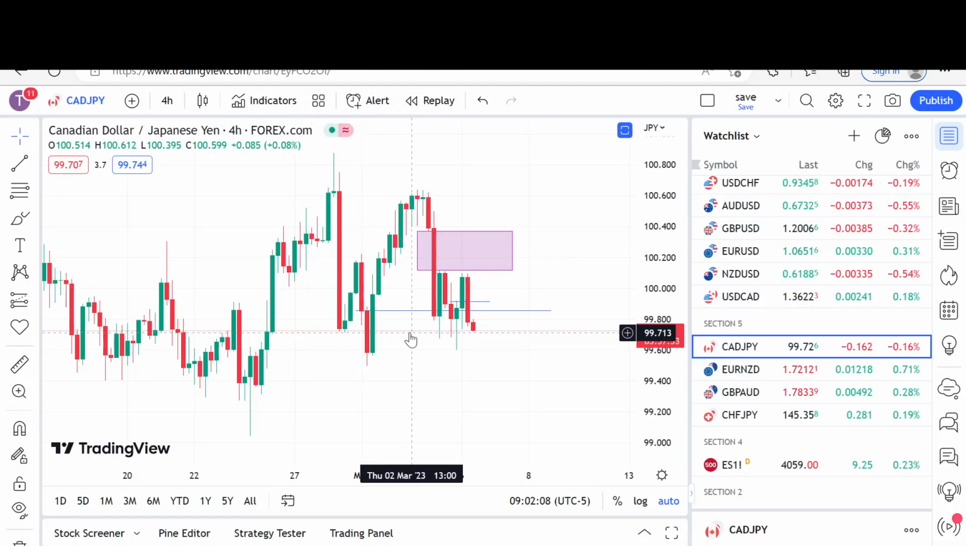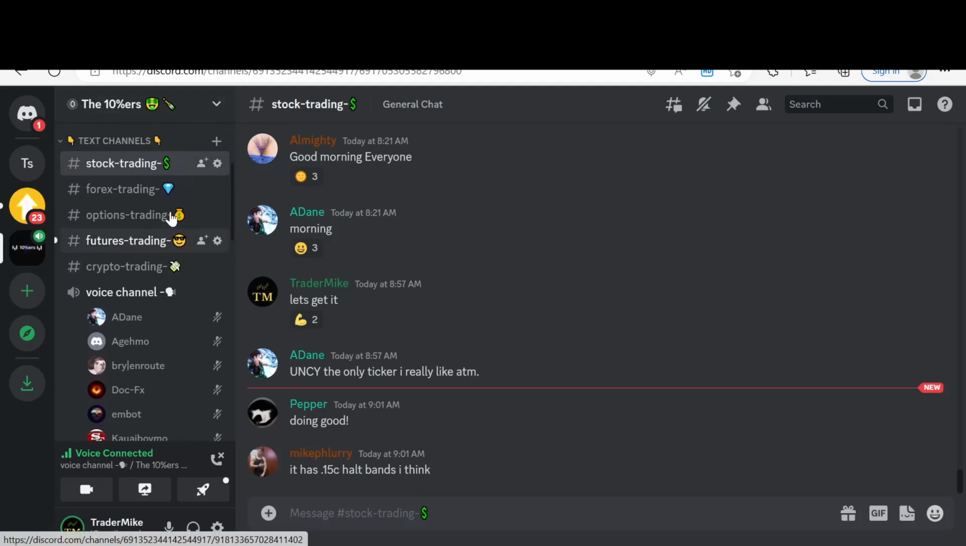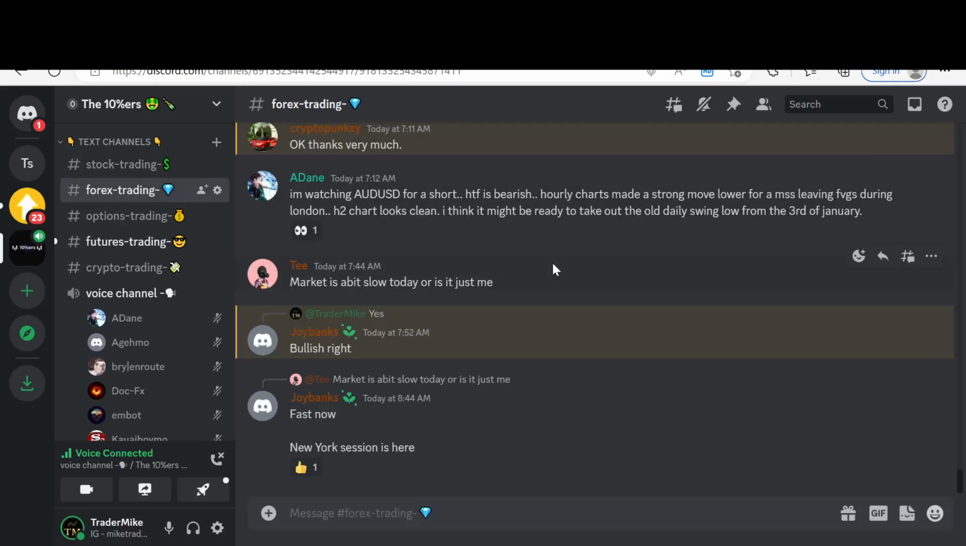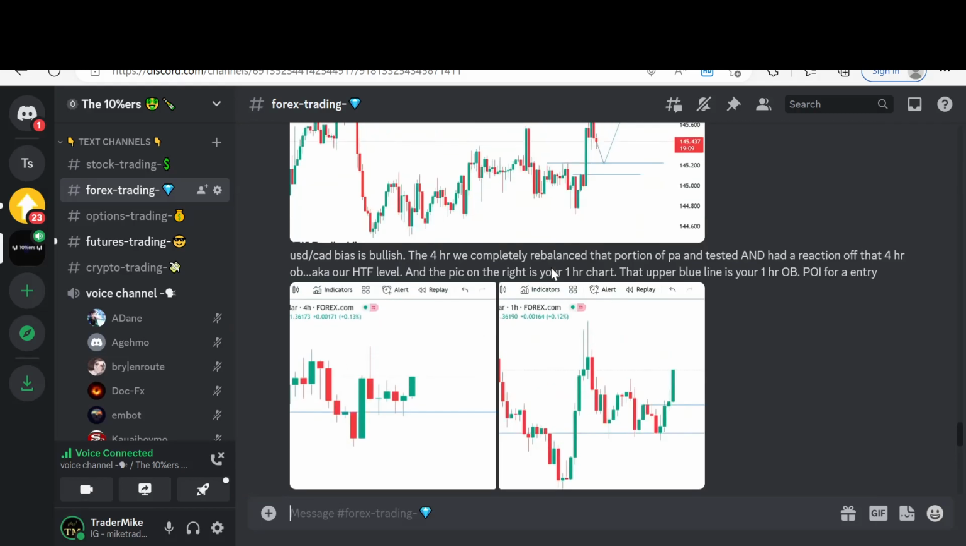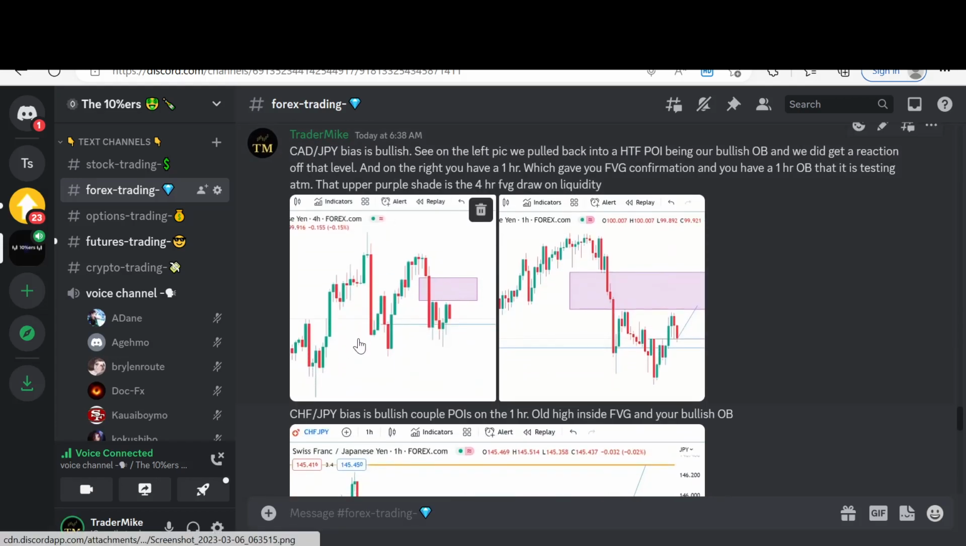section this morning. So I posted that 4-hour bullish order block on CAD/JPY. If you go to the Forex section, the section that says Forex trading, and click on that section, you will see I posted a chart this morning, the very first thing I posted. The chart to the left, you can see I have a horizontal blue line indicating where that 4-hour bullish order block is. That's our larger time frame level, our larger time frame point of interest.